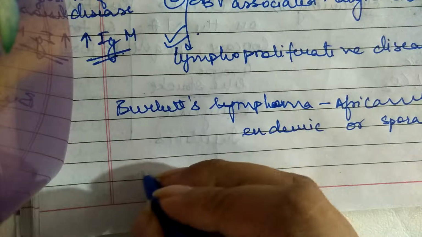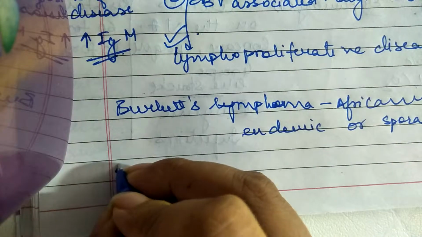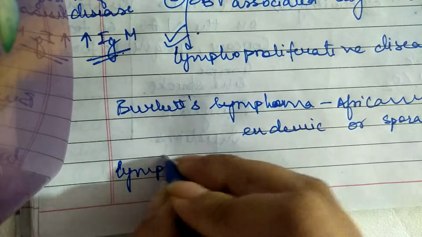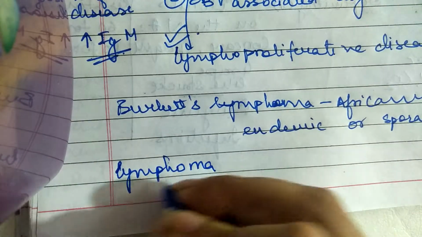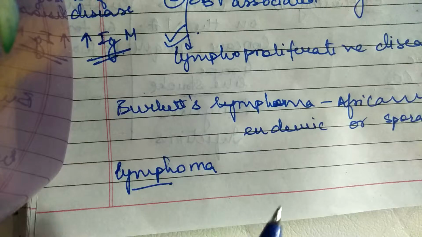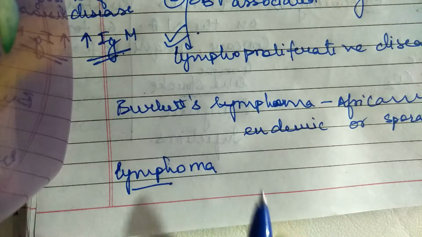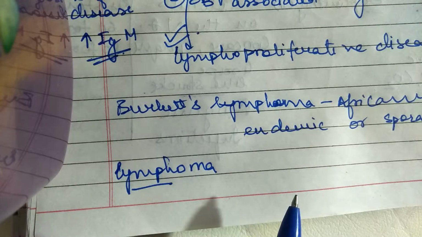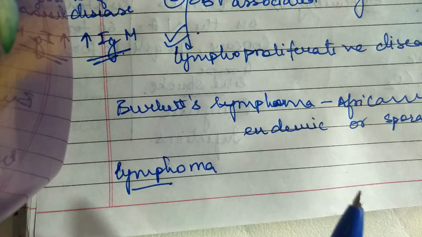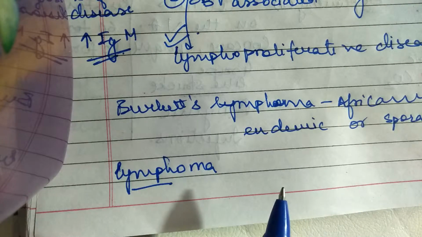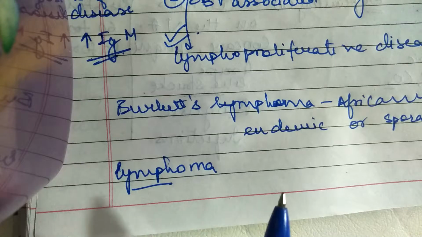Next is lymphoma. Lymphoma can also occur in immunocompromised persons, such as transplant patients or HIV infected.